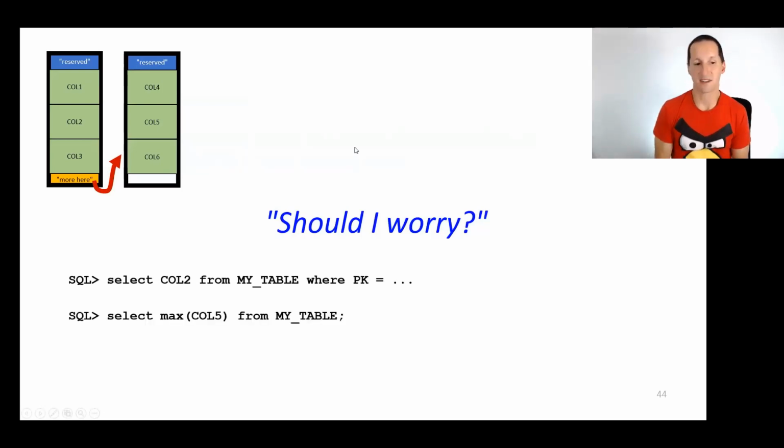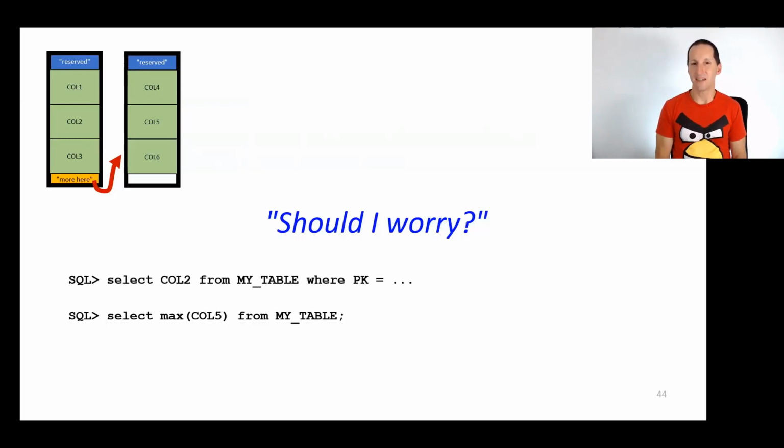There is no issue with that chained row in that particular circumstance. Let's look at this one. Select maximum column 5 from my table. How about that? Is that a drama? That's not going to be a drama either. Why? I'm not doing any index reads. So what the database will do is scan every single block from the low high watermark to the high high watermark, but for ease of discussion, it's going to scan every single block for that table, looking for column 5 to get the maximum value.